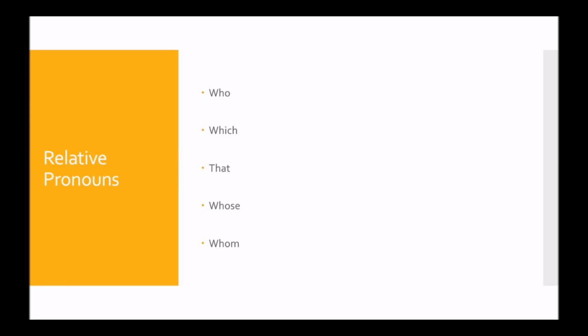Then we continue with whose. Whose has a possessive meaning. It can be used restrictive and non-restrictive. And lastly, we have whom, which is used for people in formal styles or in writing, often with a preposition, rarely in conversations, used instead of who if who is the object.